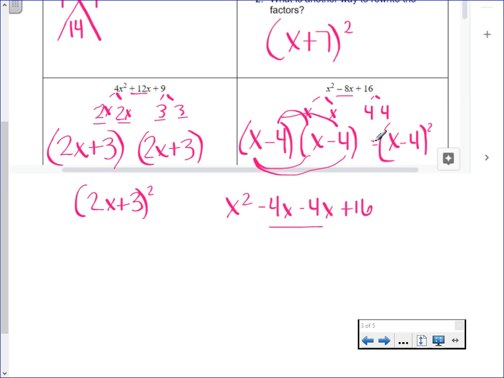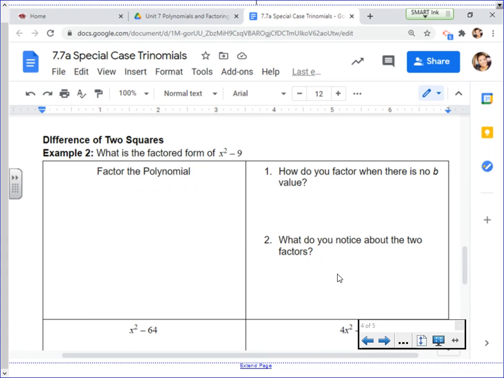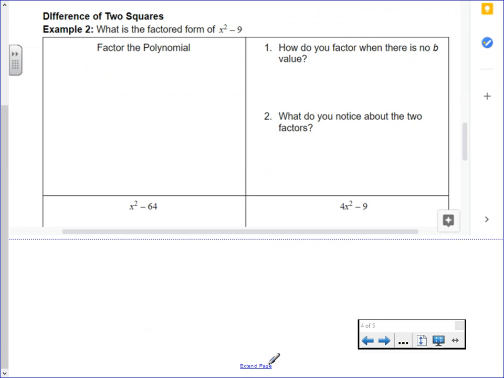The sign is important of that middle number. If your middle number is positive and your last number is positive, it'll be a plus sign. If your middle number is negative, but your last number is positive, it will be a negative sign. And here's the last couple types of problems. This is on the back of your notes.